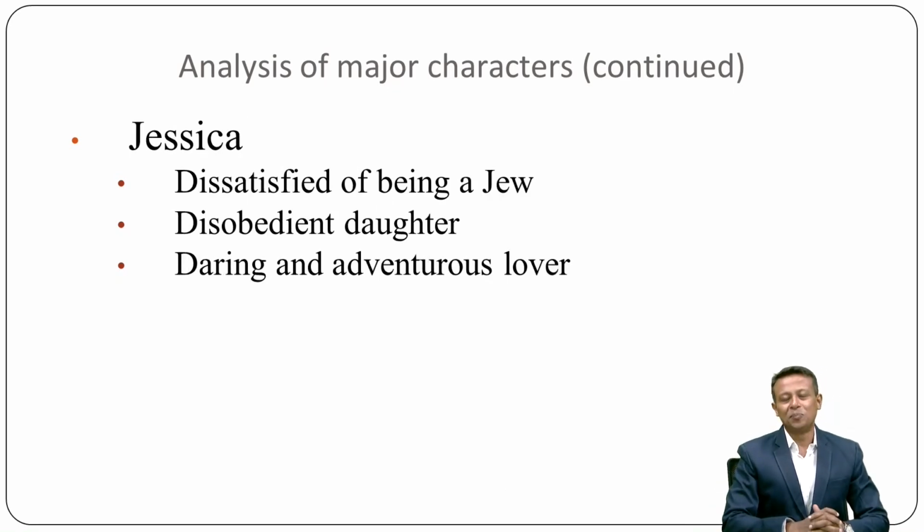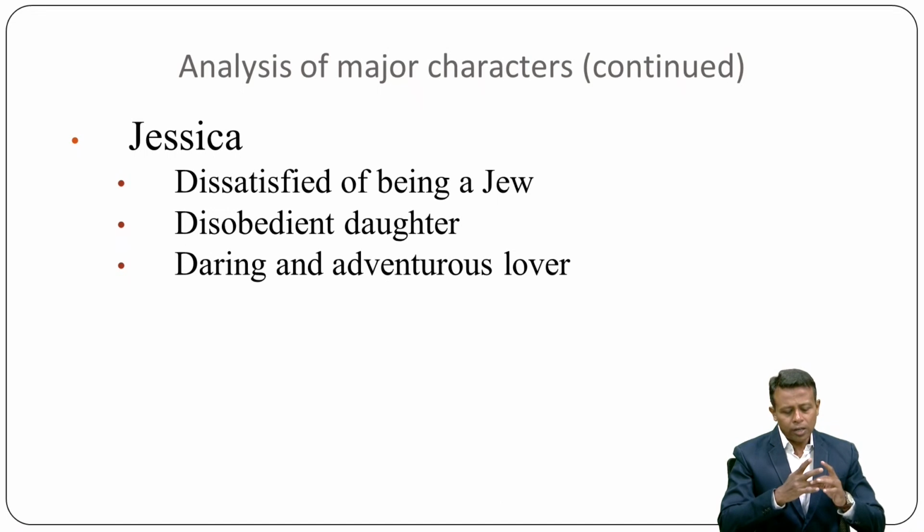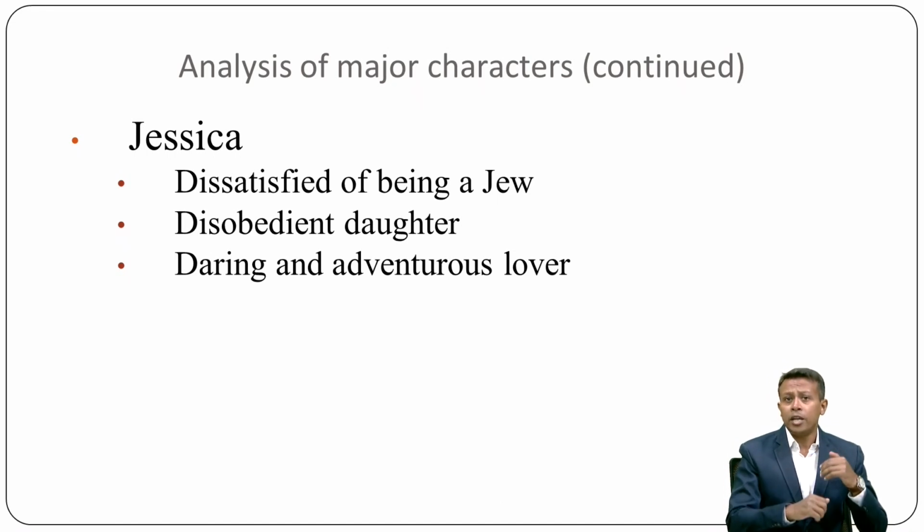Moving on to Jessica. Jessica is the daughter of Shylock, and she is dissatisfied with being a Jew. Somehow she is not satisfied with being a Jew. She wants to remove her identity as a Jew. And one way of removing the identity of a Jew is to marry a Christian. So she absolutely despises being a Jew. She absolutely despises being the daughter of Shylock. So she's dissatisfied with being a Jew, and she's a disobedient daughter. Shylock had given a very expensive ring, in memory of his wife, the mother of Jessica, to Jessica.